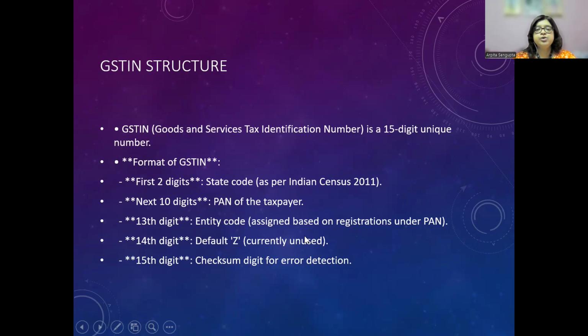The 13th digit is the entity code, which is assigned based on registrations under the PAN. The 14th digit is the default alphabet Z, which is currently unused. And the 15th digit is a checksum digit, which is automatically generated at the time of generation of the GST number, for error detection. So the first two digits are the state code, the next 10 digits are the PAN, the 13th and 14th digits are the entity code and default alphabet, and the 15th digit is the checksum digit for error detection.